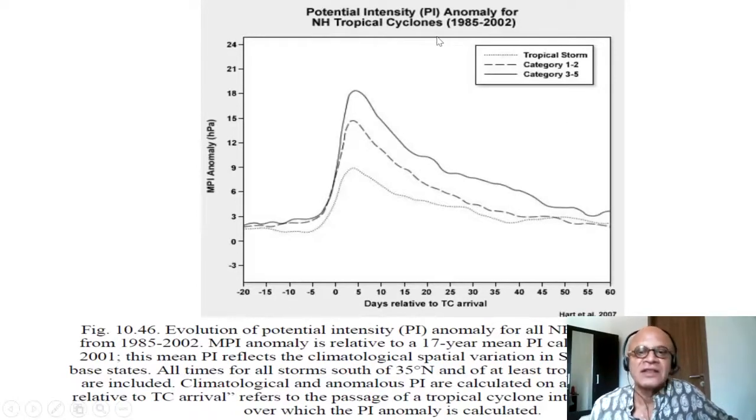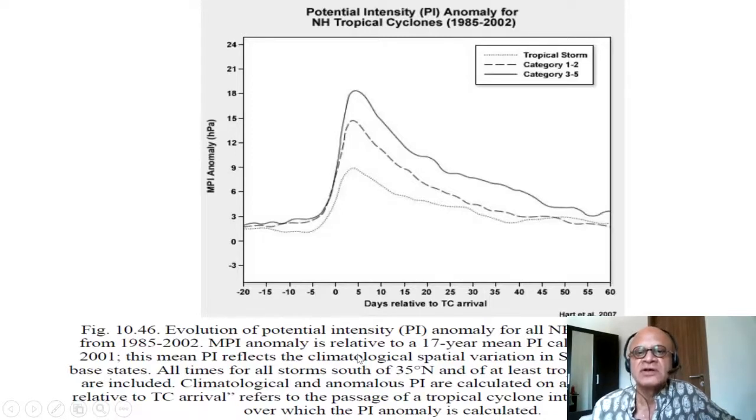Or along that line. The other usefulness, of course, is to look at how the evolution of potential intensity affects or is occurring. So here, evolution of potential intensity anomaly, so deviation from the long-term mean over 1985 to 2002 for all northern hemisphere tropical cyclones.